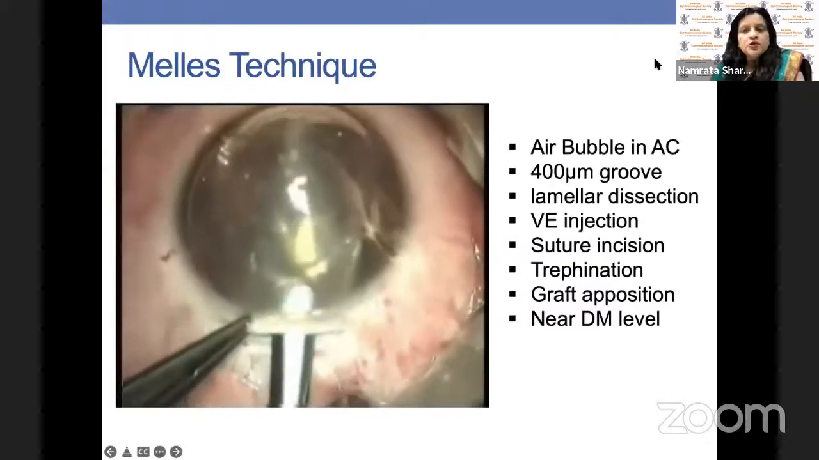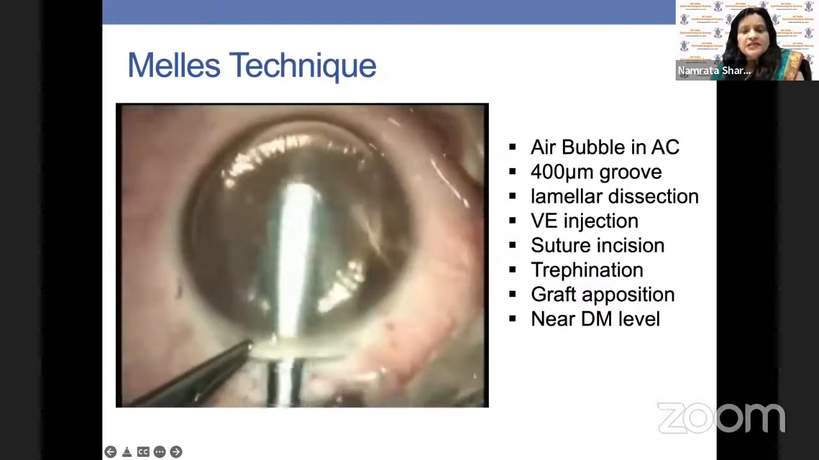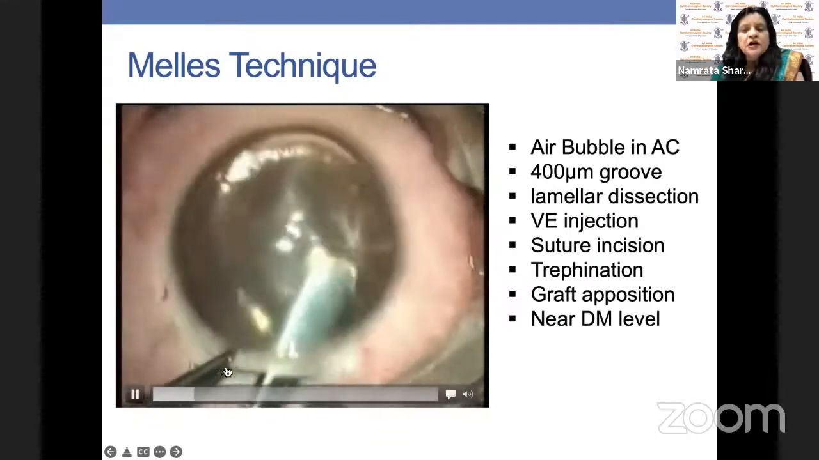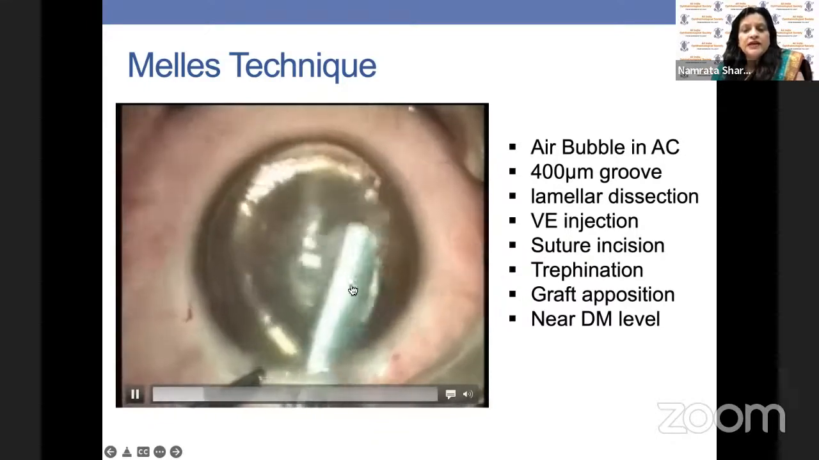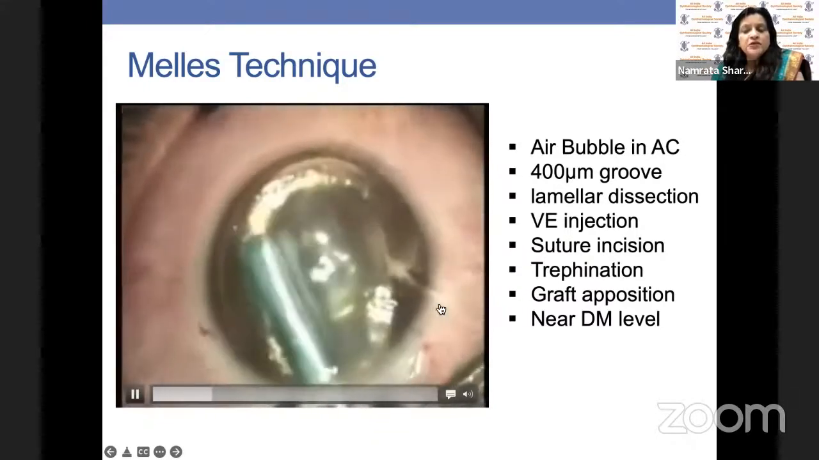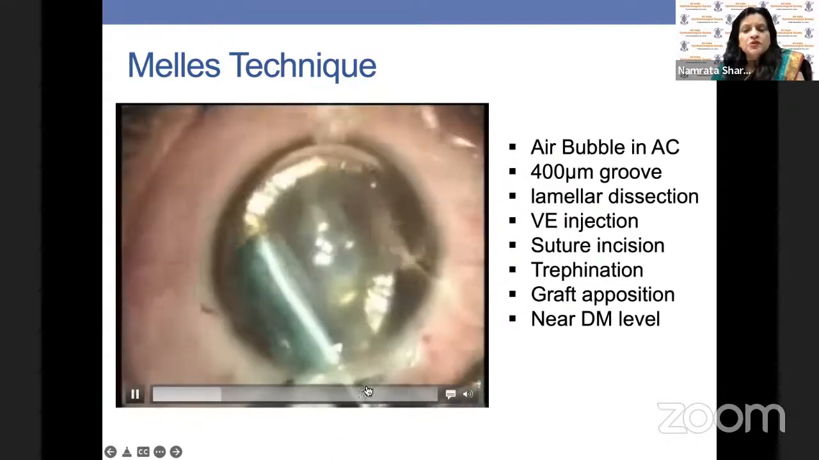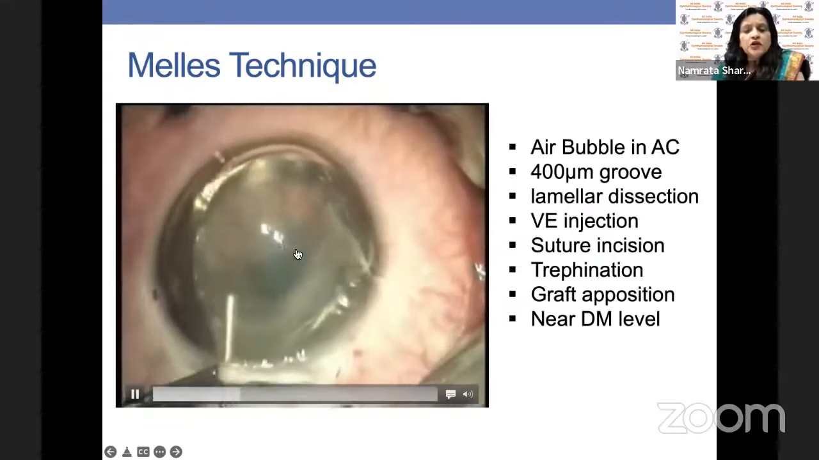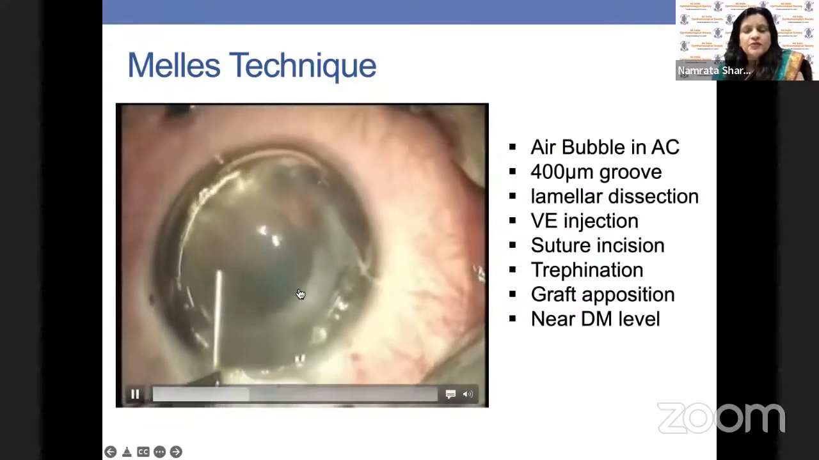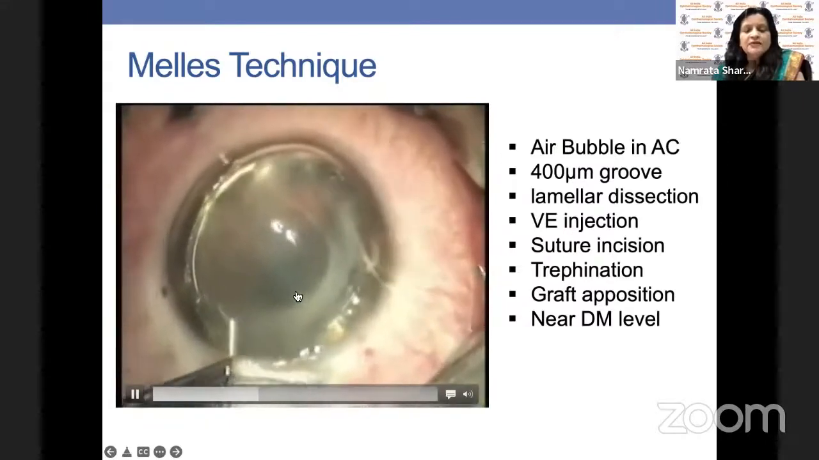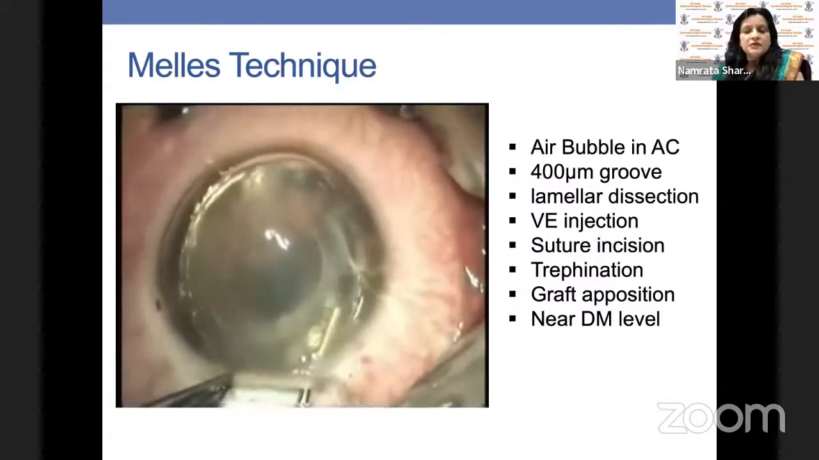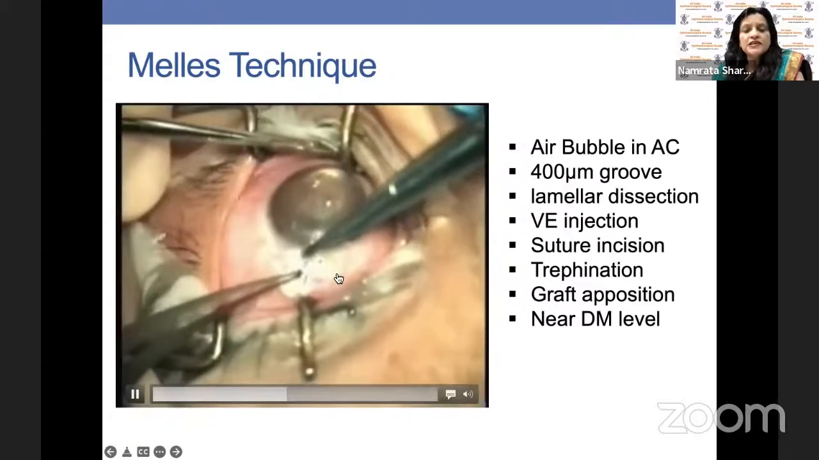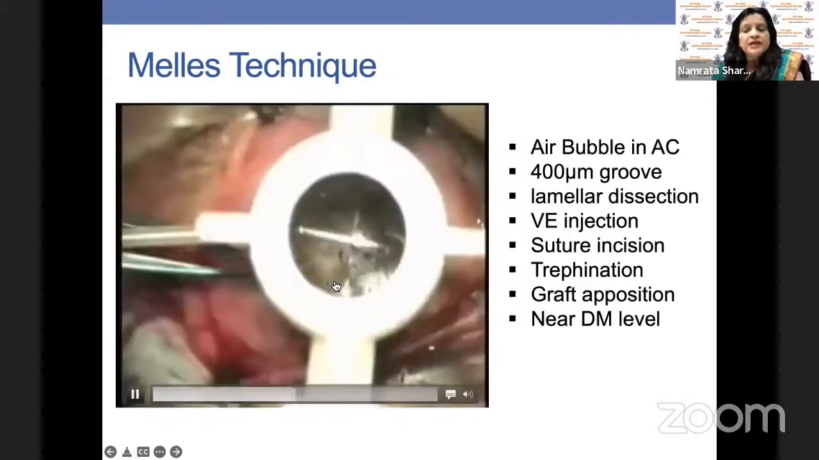Now, this is just to show the technique by Melles, which is, I think, the safest technique. Air bubble is put inside the anterior chamber. A 400 microns groove is made. Lamellar dissection is then done from limbus to limbus, following which the viscoelastic is injected. Because you're doing a lamellar dissection, you are not exactly above the Descemet's membrane, but near the Descemet's membrane. Then viscoelastic is injected, and sutures are placed onto the incision which had been made earlier.